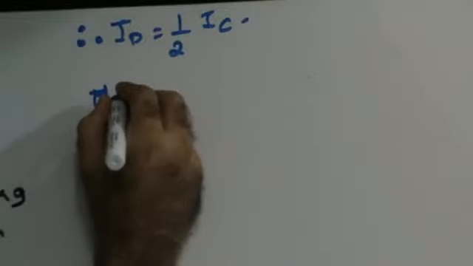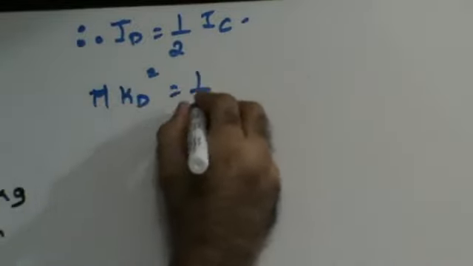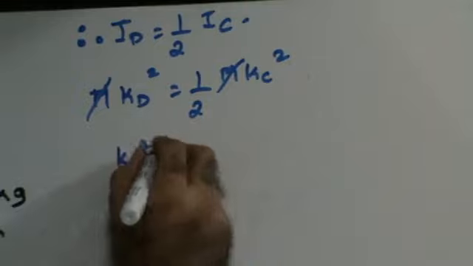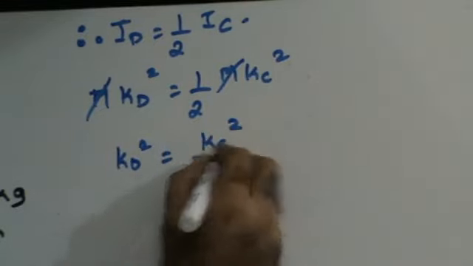When I compare these two equations, what we see, guys, is that IC is mr square by 2 and ID is mr square by 4. That means I can say therefore ID is half IC. Moment of inertia of the disc about the diameter is half the moment of inertia about the center. Now moment of inertia is mk square, so mkd square is half mkc square. M and M get cancelled, so kd square is kc square by 2.